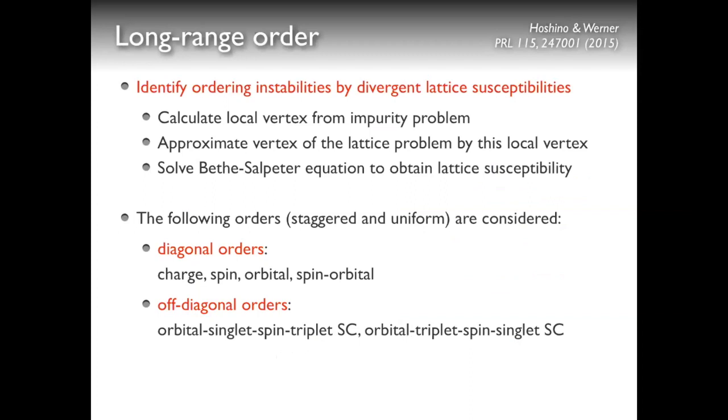So in the following, I now want to discuss the connection between the spin freezing physics and electronic ordering instabilities. And to do this, we calculate the local vertex from the impurity problem, approximate the vertex of the lattice problem by this local vertex, and solve the Bethe-Salpeter equation to obtain lattice susceptibilities. And we search for different diagonal and off-diagonal orders, namely charge, spin, orbital, spin-orbital or excitonic order, as well as orbital-singlet spin-triplet and orbital-triplet spin-singlet superconductivity.